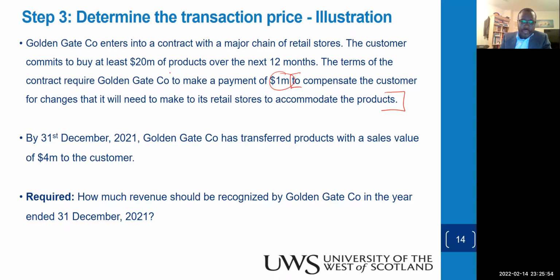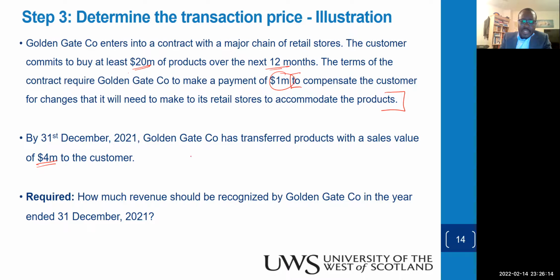Now, by 31st December 2021, Golden Gate has transferred products with a sales value of 4 million. We said the customer wants to get at least 20 million worth over the next 12 months.